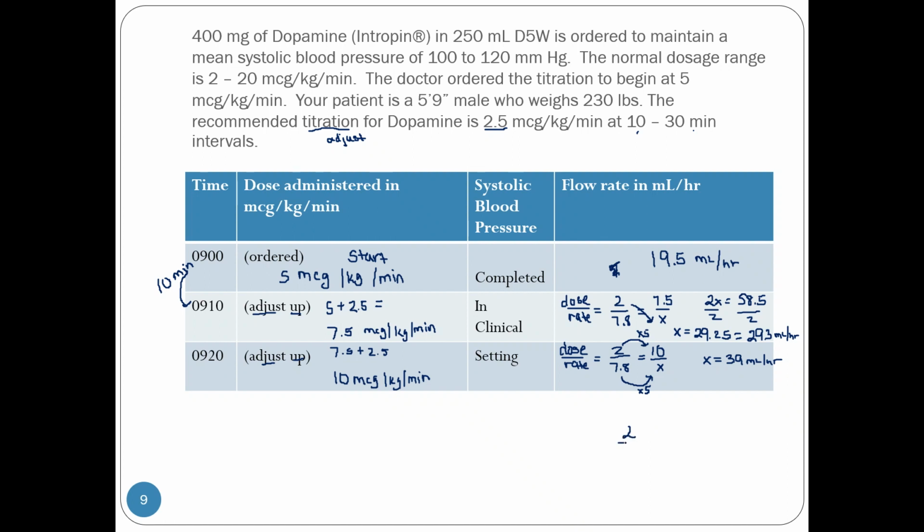So if you don't notice the shortcut, 2 over 7.8 equals 10 over x. Cross multiply, so 2x equals 78. Divide both sides by 2, and x equals 39 milliliters per hour. And so that finishes out our problem. And so we did dimensional analysis once at the beginning, and then we used the idea that these are proportional and solved the rest using a proportion.